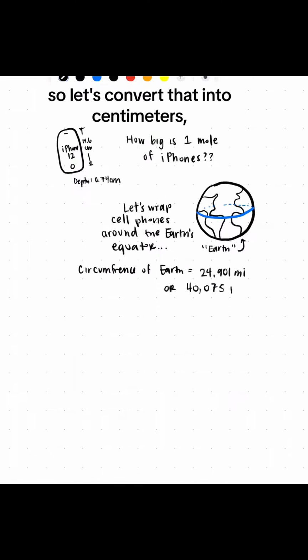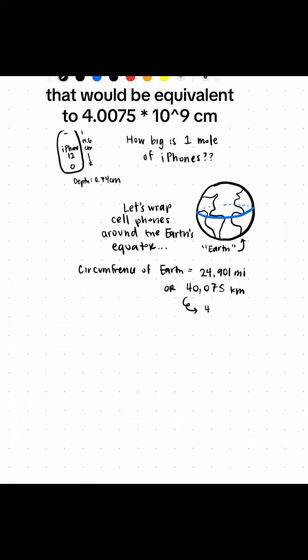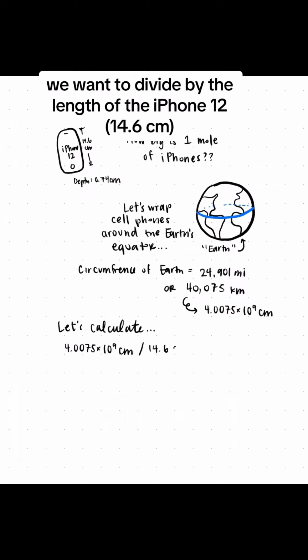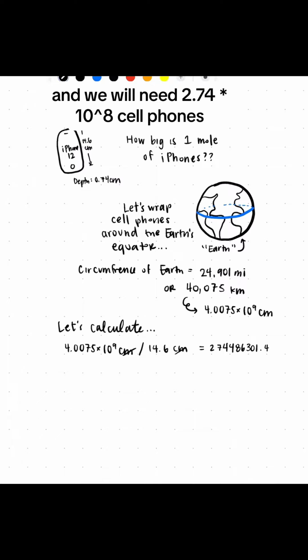So let's convert that into centimeters so our units match up. That would be equivalent to 4.0075 times 10 to the 9th centimeters, or 4 billion centimeters. So let's do the calculation. We want to divide that by the length of the iPhone 12, 14.6 centimeters, and we need 2.74 times 10 to the 8th cell phones.